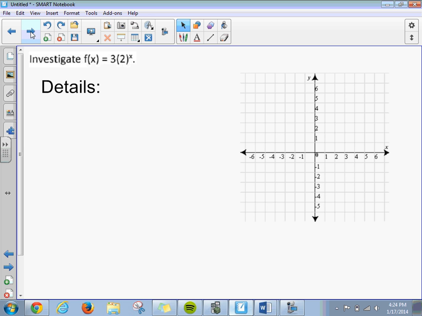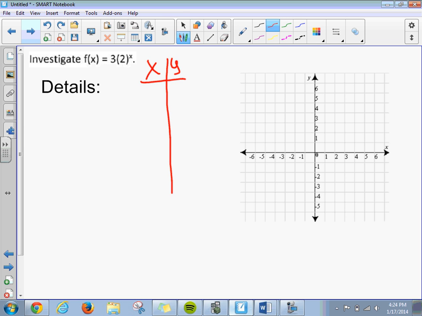So first, when we investigate it, we're going to want to graph it. Not part of my details, but some information that'll make it easier to solve would be if I were to create a table. If I plug in 0 for x, I'm going to have 3. If I plug in a 1, I'm going to have 6. If I plug in a 2, 2 squared is 4, 4 times 3 is 12. And so we can see how it's jumping pretty rapidly after that.